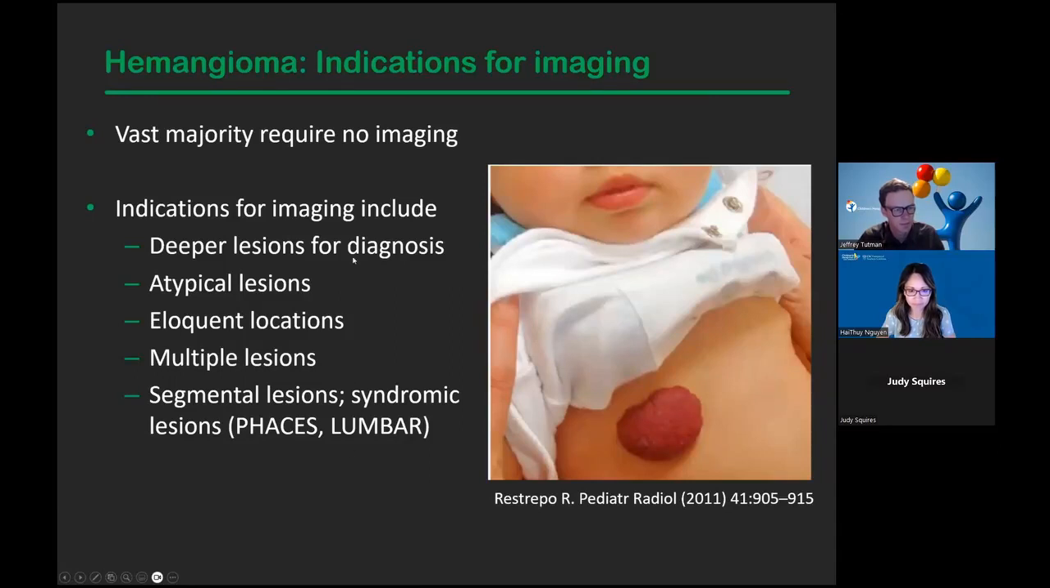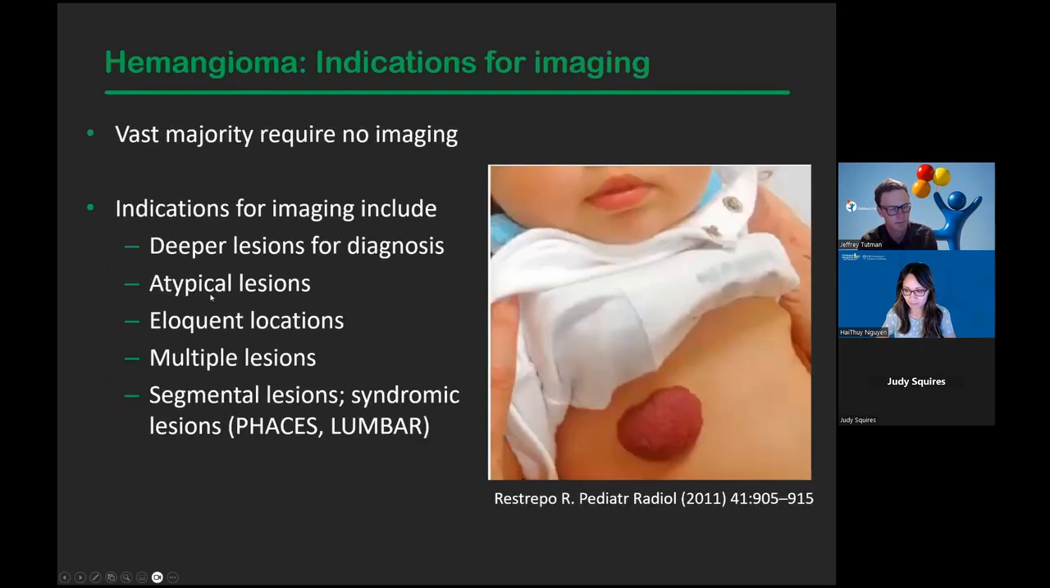So, indications for imaging: the vast majority do not require imaging. That being said, we don't always decide who gets an ultrasound and who doesn't. We do the ones that come in. But the reasons they should be done are the ones that are deeper and don't have this discoloration, so you can't see it. It may come to presentation later when the mom feels it in the bathtub or something like that. So they often come in and the question is, what is this?